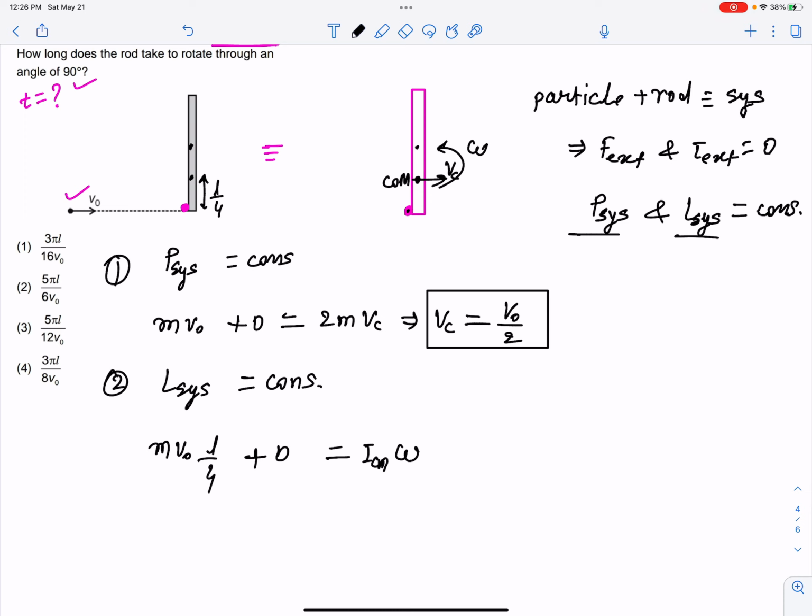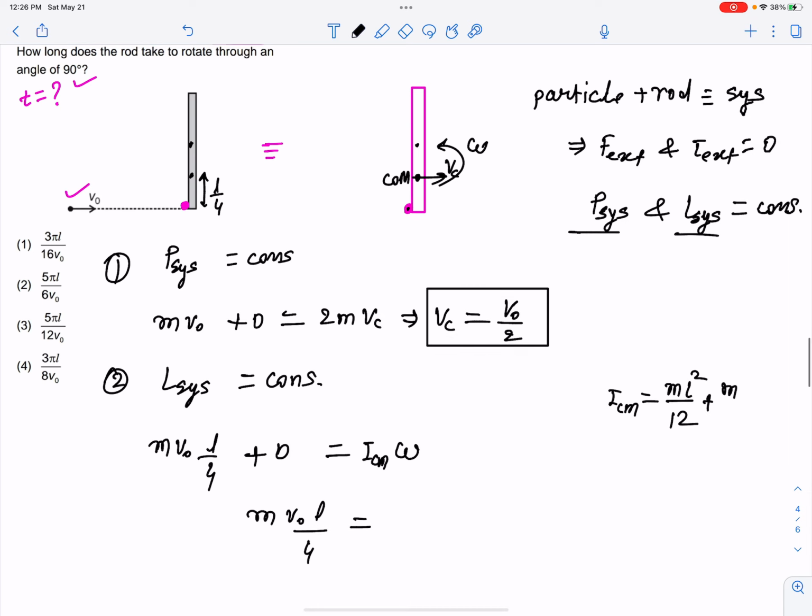If you want, you can write individually for the point or the rod. Here I am going to write both systems together. So here we will get m v naught L by 4, and let's write the I CM. What is I CM? The rod is m L square over 12 about its center of mass, but we are moving L by 4, so we need to add m d square with d equal to L by 4, the parallel axis theorem. And for the point object we can write again m L square by 16, because this point particle is at L by 4 from the center of mass.